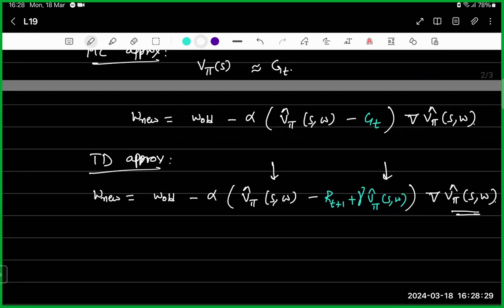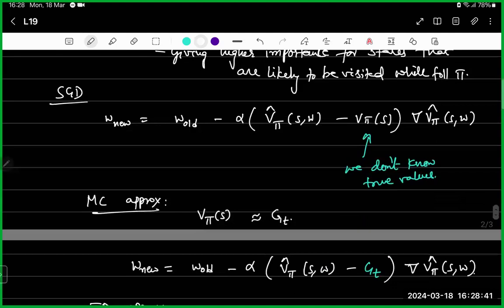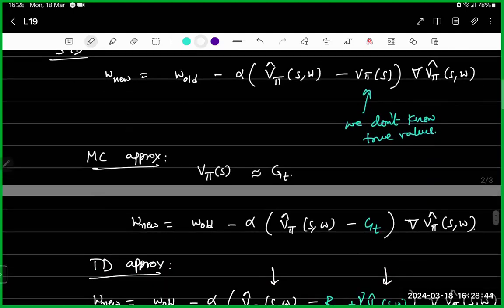Now we know that stochastic gradient descent will converge at least to a local minimum of the error function, right? So we had some error function, which is this, and this Monte Carlo based method. Here we are just writing GT instead of V pi of s. In the expected sense, that's correct, right? Expected GT is equal to V pi. So this is again a stochastic gradient descent algorithm. Even if you substitute GT instead of V pi of s, it's a proper stochastic gradient descent algorithm. So at least we have the guarantee that SGD will converge to a local minimum of the error function, right?